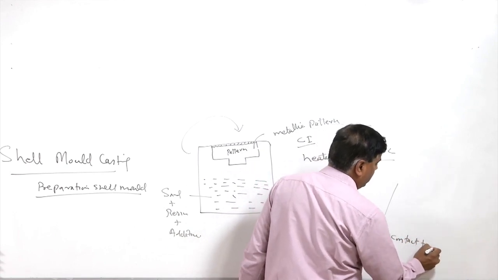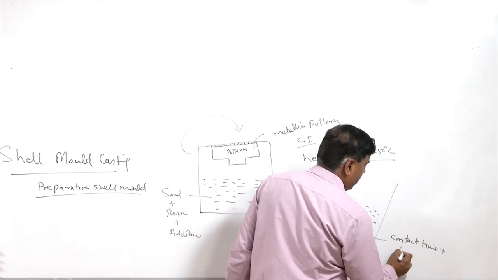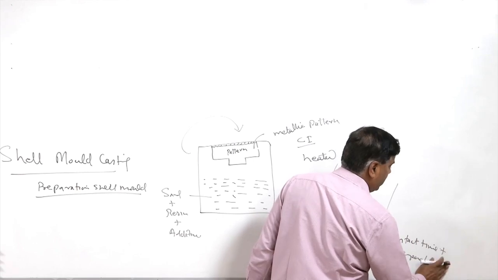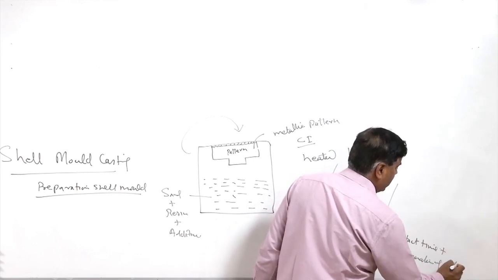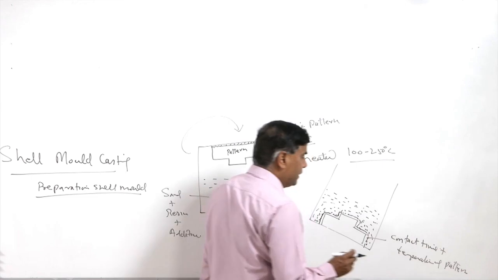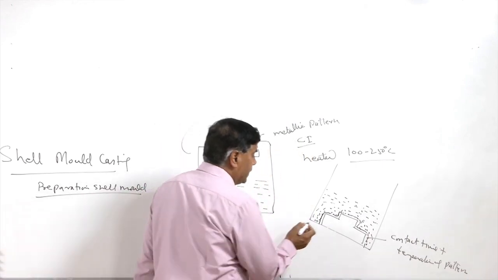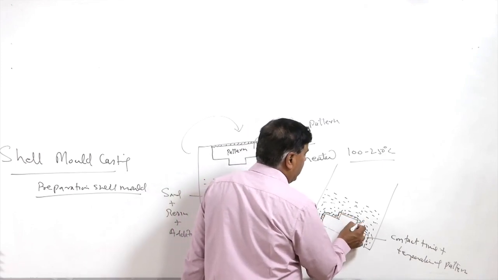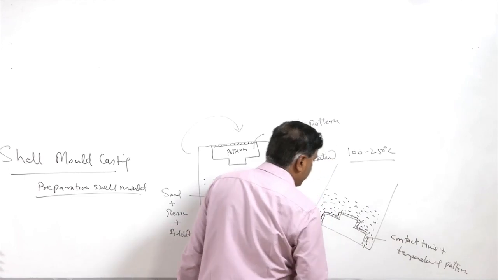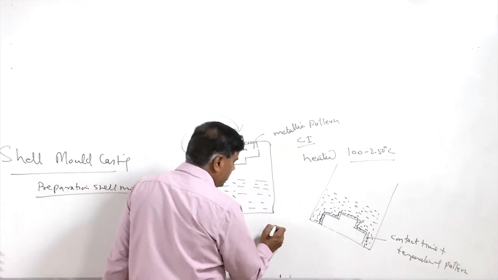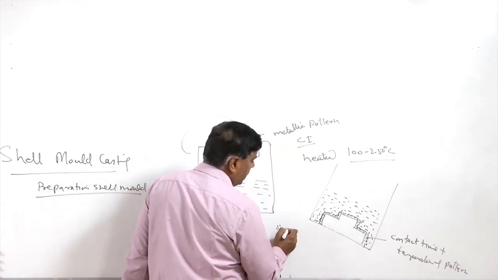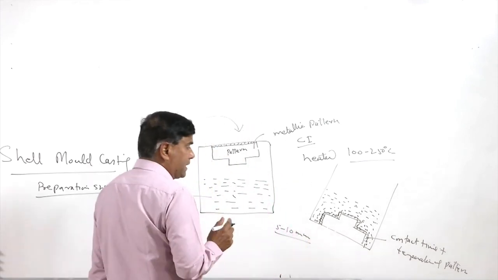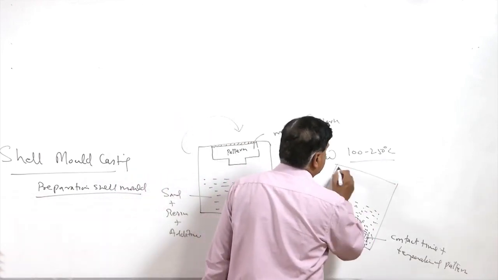Depending upon the contact time of the sand mixture with the pattern and the temperature of the pattern, a shell of particular thickness is formed. Normally it is desired that a 5 to 10 mm thickness of the shell is formed. So, this is the situation.